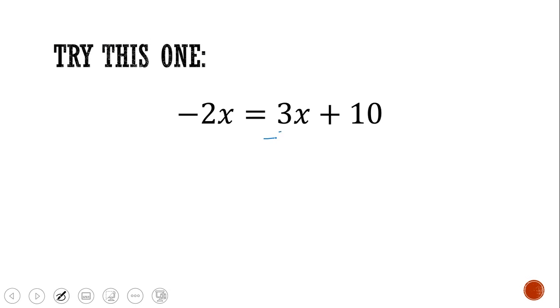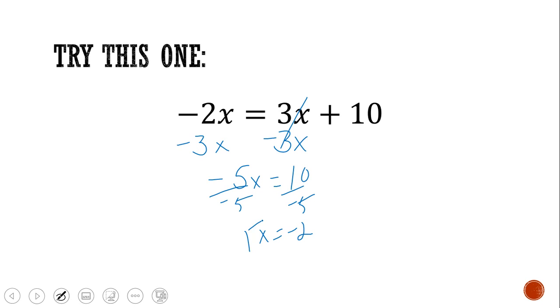Just one more to try. Let's subtract the 3x from both sides. And we're going to be left with negative 5x is equal to positive 10. Divide by negative 5. And x is equal to negative 2.